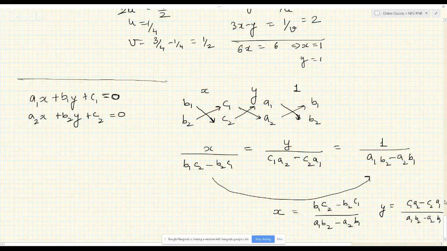Yeah, so just let's do one practice problem so that it stays in your mind. So solve this pair. Pair is 2x plus 3y is equal to 17 and 3x minus 2y is equal to 6. Solve this using cross multiplication so that you revise this concept.